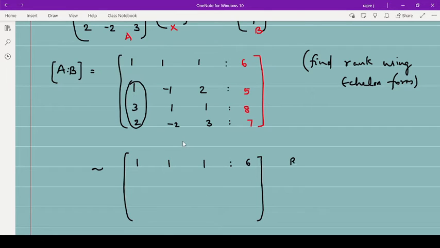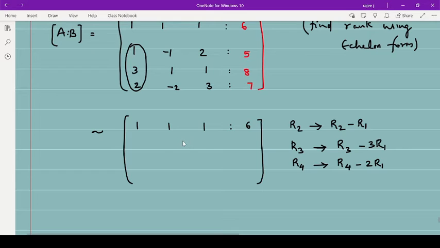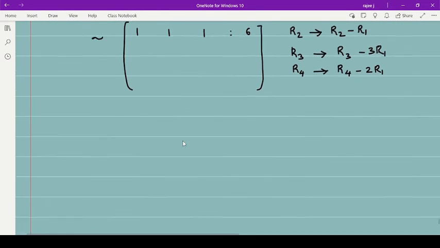So first of all, R2 changes to R2 minus R1, then R3 changes to R3 minus 3 times R1, and R4 changes to R4 minus 2 times R1, like the previous one what you used to do. So when you do that, this also will come, A 5 8 7, this transformation you will use here also. Okay, now I'll tell you what is going to happen.